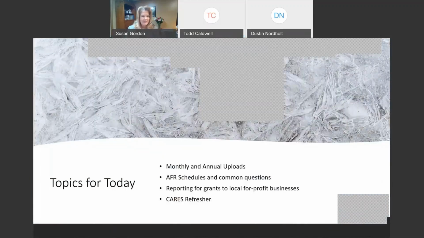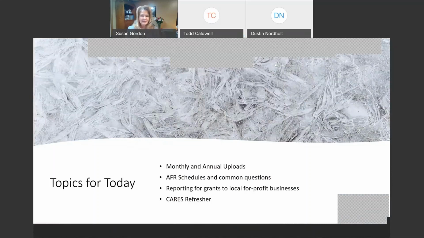Okay, today we have 4 different topics. One is the monthly and annual uploads. We want to go over a little bit of information on that since that is changing. The second would be the ARR schedules and common questions that we've been receiving on that. And then the reporting for grants to local businesses under the COVID grants, and then also a CARES refresher. So we want to go through all of that information today.